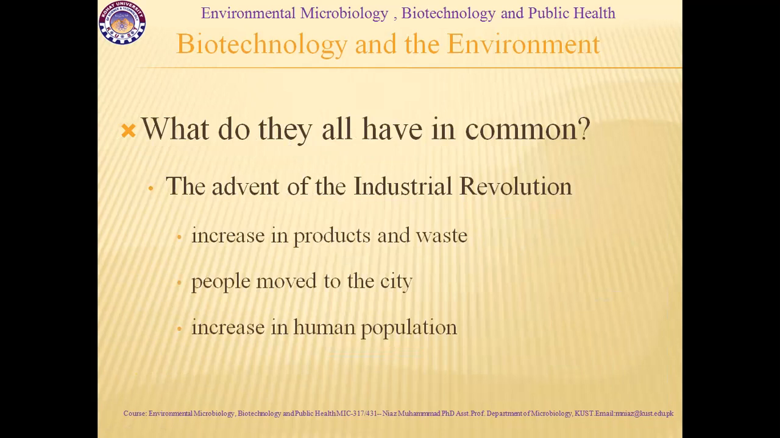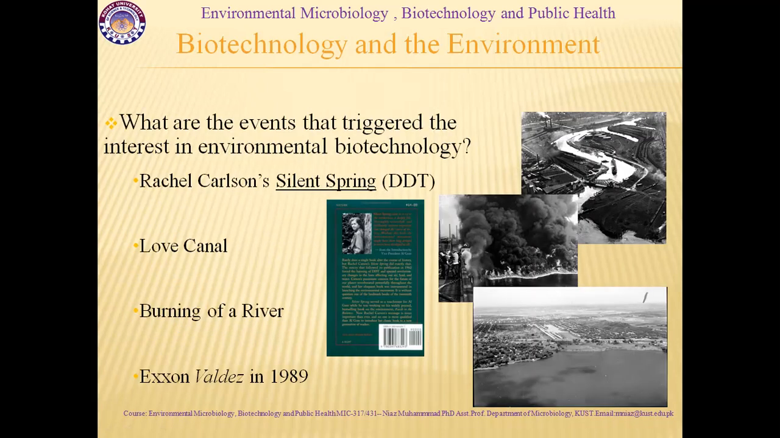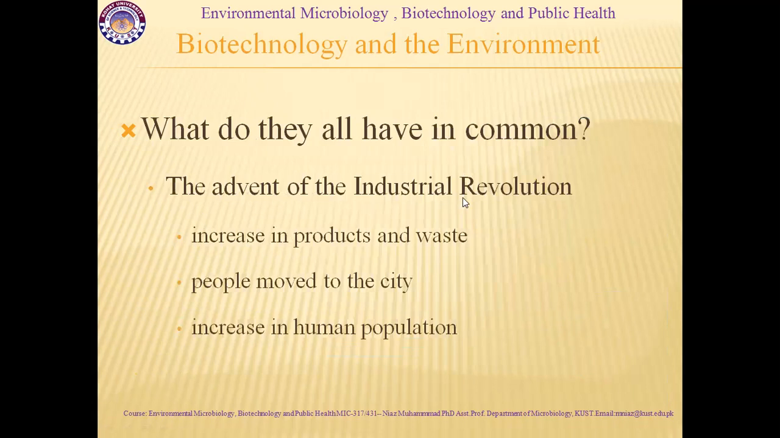So what do they all have in common? As we are talking about this, Love Canal, Silent Spring DDT, the burning river, and the oil spill in the ocean, what do they have in common? The advent of the industrial revolution, because due to increasing population on this globe, the requirements and needs of humans are also increasing. To fulfill these things, the industrial revolution is there to create jobs, to produce food, to produce other requirements and needs of life. So there is huge industrialization going on on this globe, that increases products and waste.